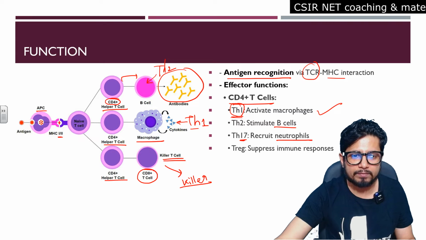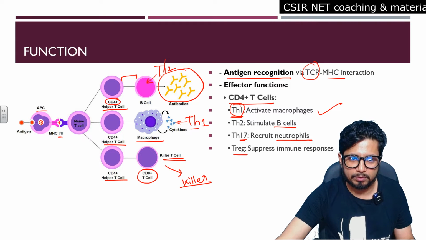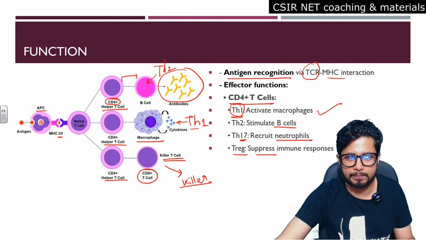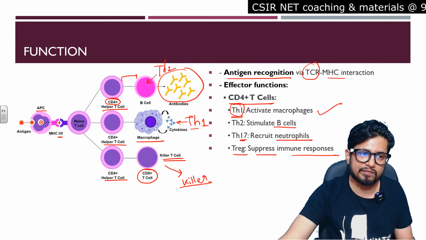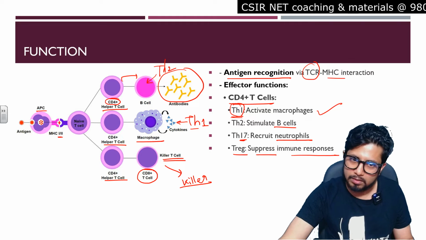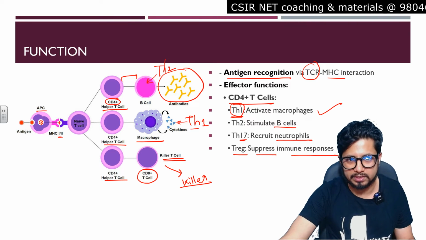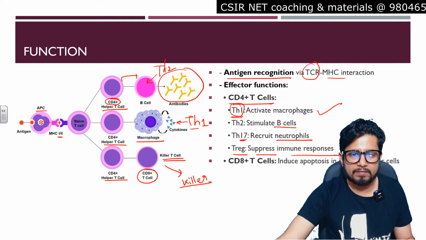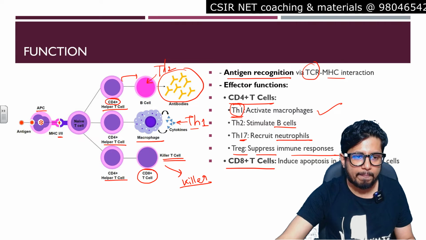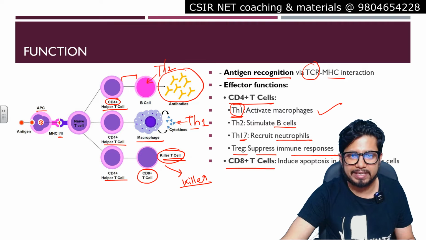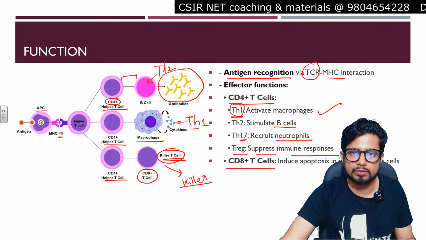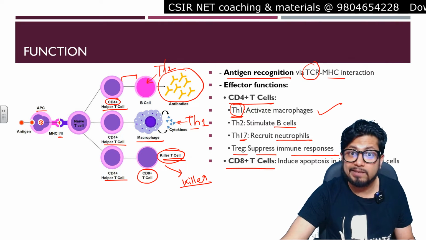Okay, apart from that, there is the regulatory T cell. They suppress the immune response. Sometimes you need to suppress the immune response if the immune system is hyperreactive. So T regulation or regulatory T cell does that. Okay, apart from that, CD8 plus T cells are out there, which can also be activated, and these cells are killer T cells. So they can kill any tumor infested cell or infected cell.